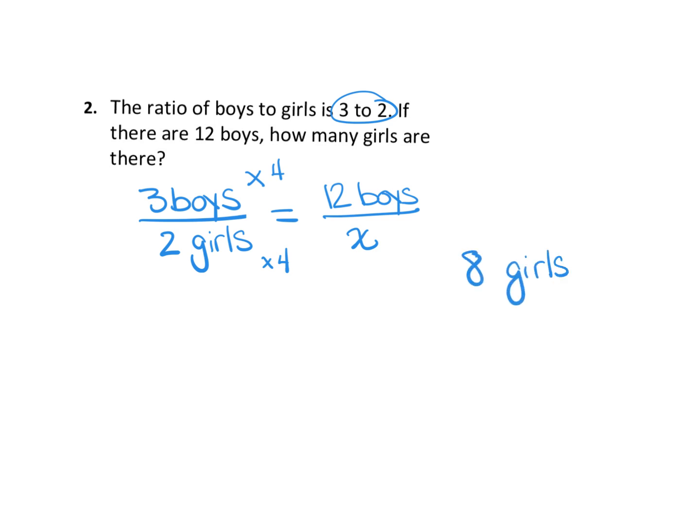Now, you could certainly cross multiply and divide as well. I just think in some of these, it's easier for you to look at the relationship between the new ones and then do it that way.